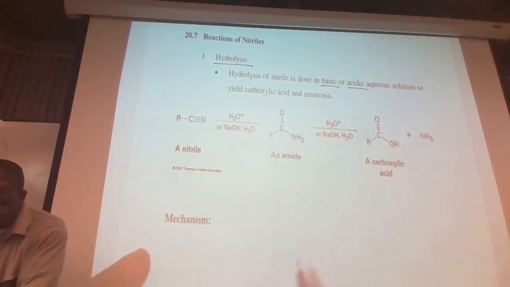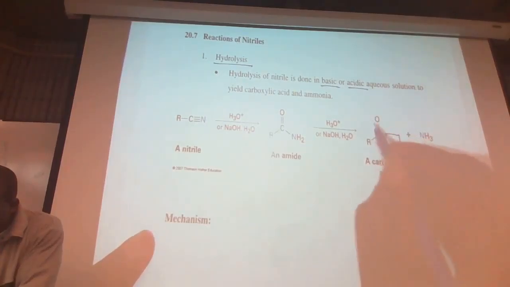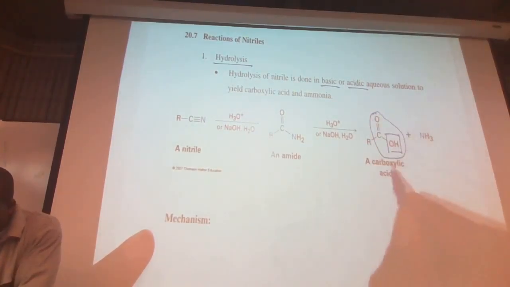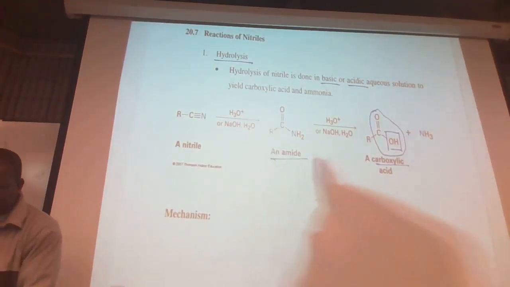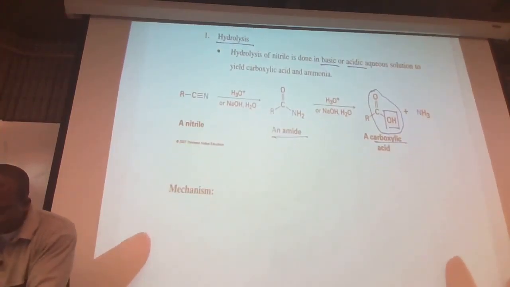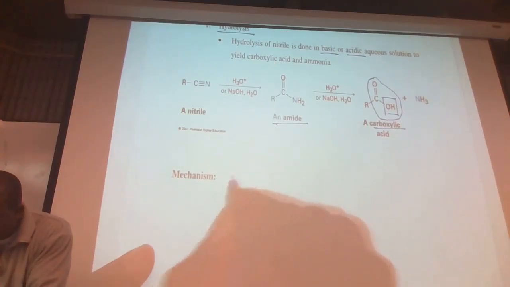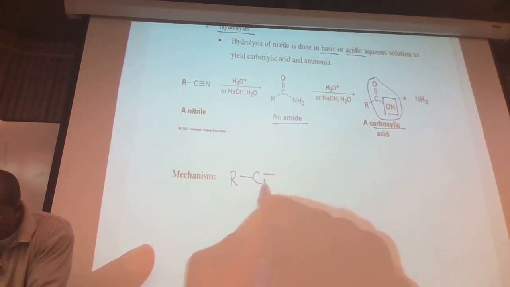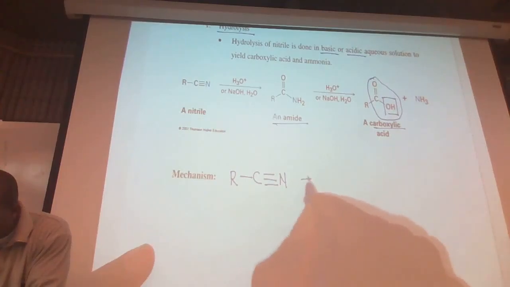What you obtain in the process of the hydrolysis, the final product, is going to be your carboxylic acid, although you have an intermediate amide that can further be hydrolyzed. Okay. So, what's the mechanism? Let's do the mechanism for acid catalyzed.